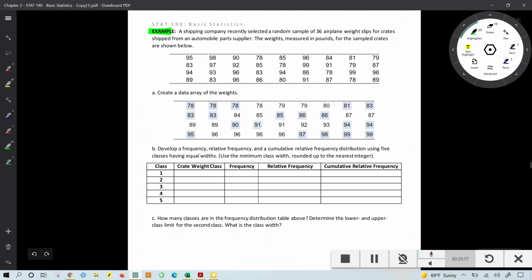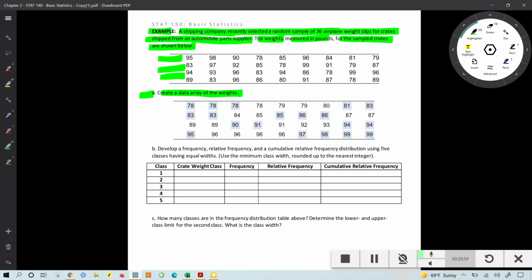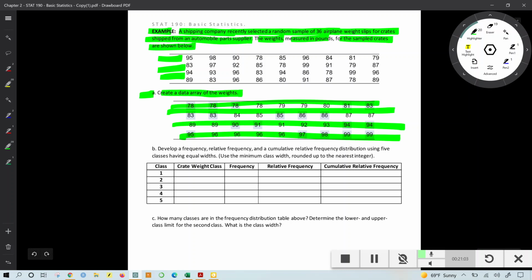In this example, we're told that a shipping company recently selected a random sample of 36 airplane weight slips for crates shipped from an automobile parts supplier. The weights, measured in pounds, for the sampled crates are shown below. Here are the data values. Step 1, we have to create a data array for the weights. That is, we would like to sort them from the least to the greatest.